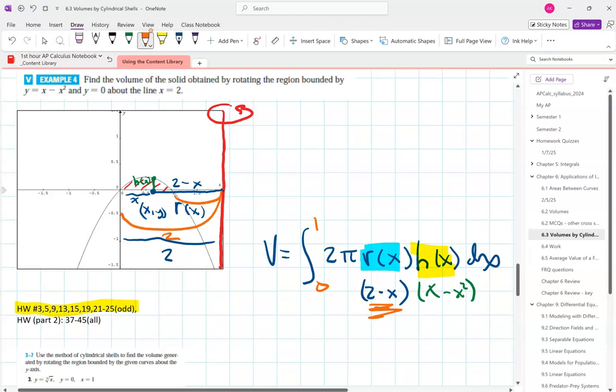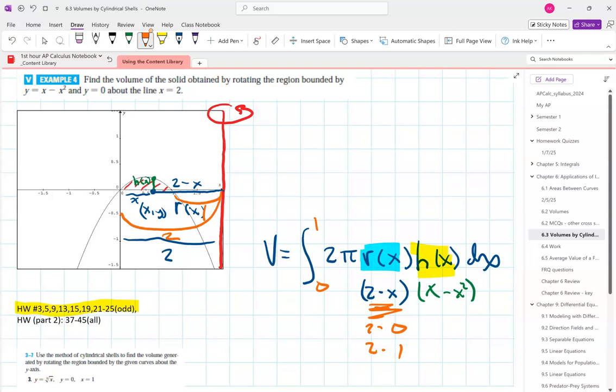Well, the biggest radius it could have would be 2. So that means x equals 0. And the smallest radius it could have is 1, which means x would equal 1. So I integrate from 0 to 1. That's usually the easiest way to picture it.